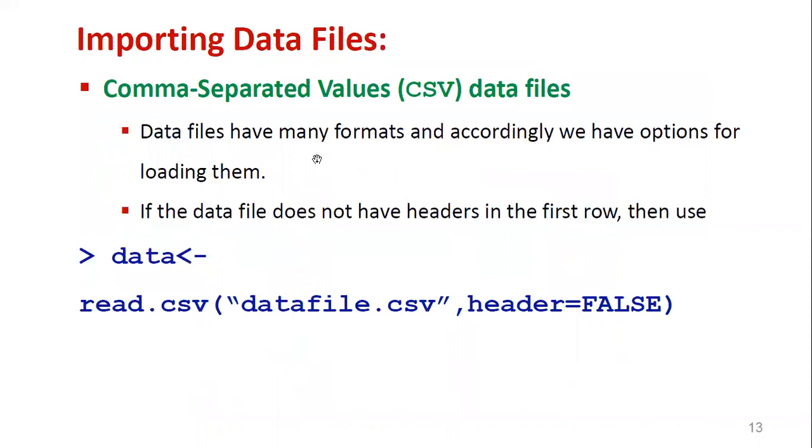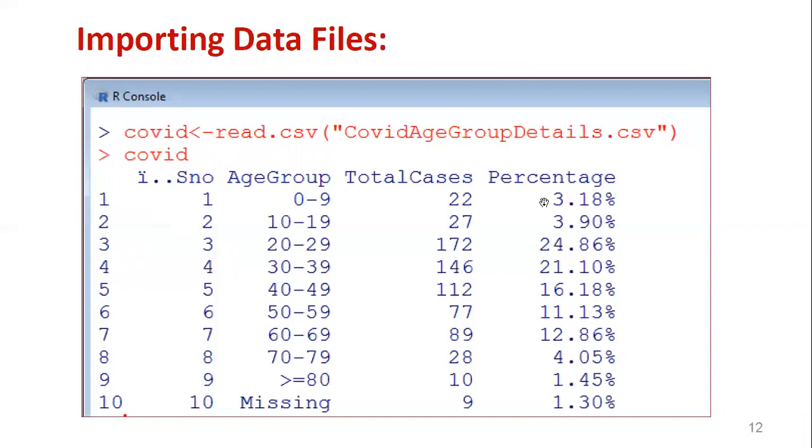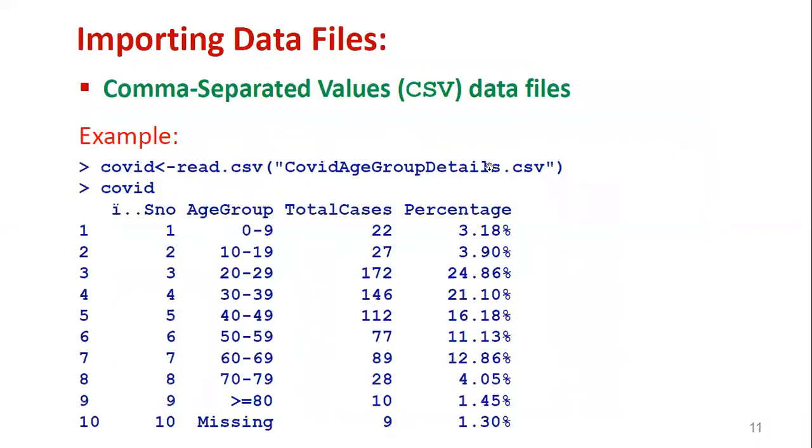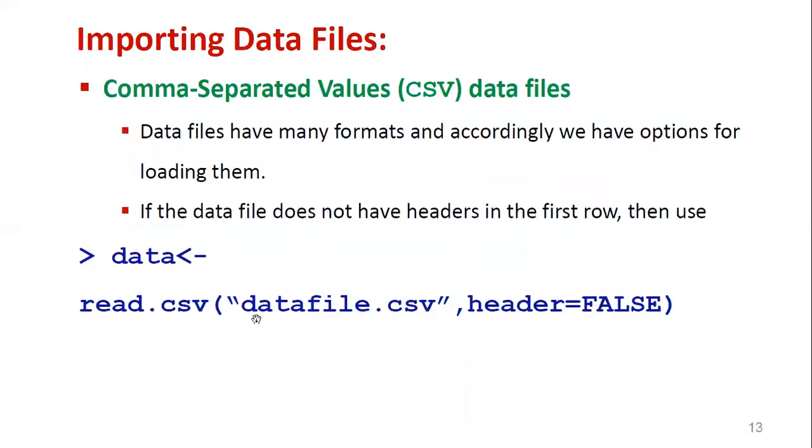Now some operations. Earlier in the internet data we used header equal to true. Suppose here header equal to false, what will happen? Data files have many formats and accordingly we have options for loading them. If the data file does not have a header in the first row, then we have to use header equal to false. Data file dot CSV, comma header equal to false.